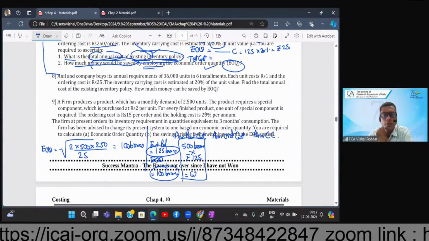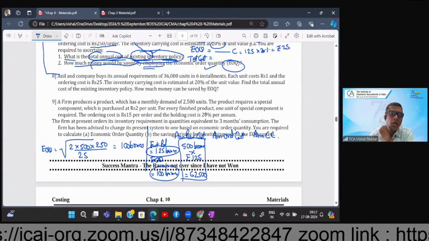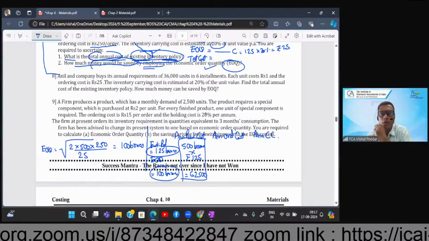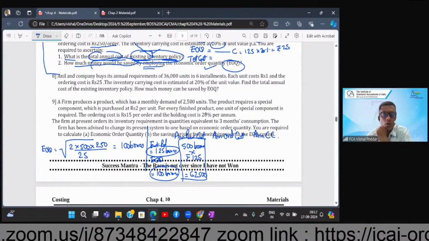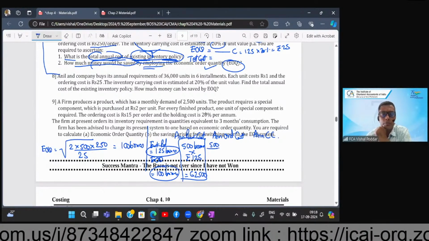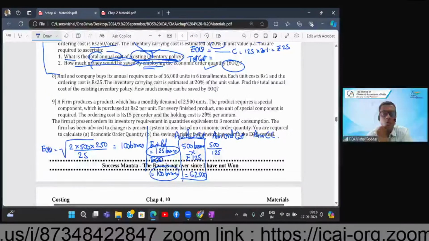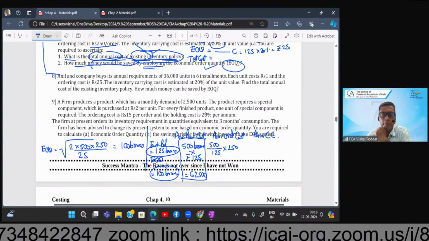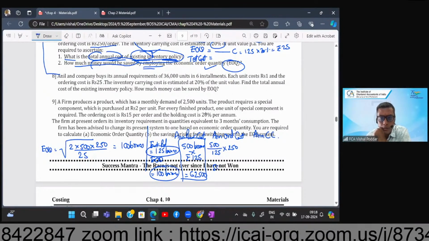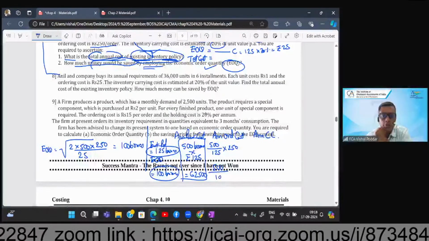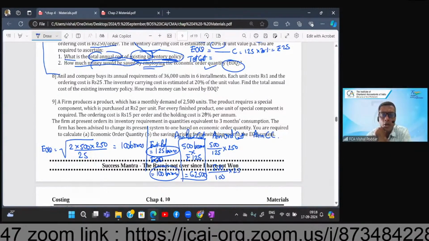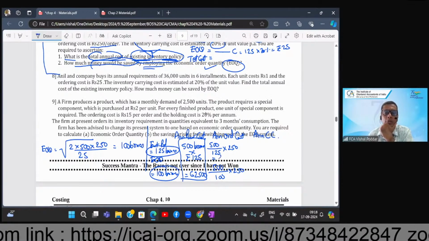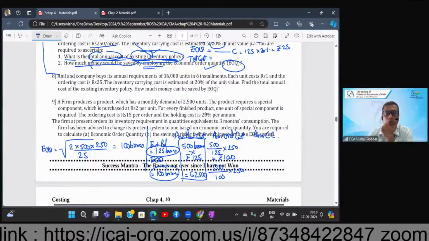So it is 62,500, which is my annual purchase cost in both the options, right? Now I come to ordering cost. Ordering cost is what? AR upon order size, which is 125 boxes over here, into my cost per order, which is 250. Again, AR upon order size, which is 100 boxes over here, into 250. So this will be my ordering cost. How much does it come to over here? It is coming to 1000 rupees.